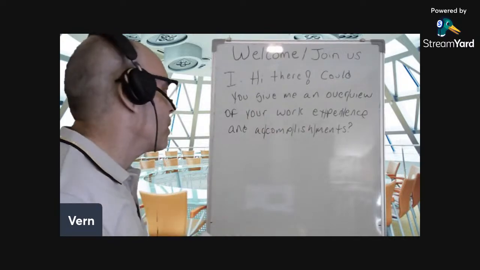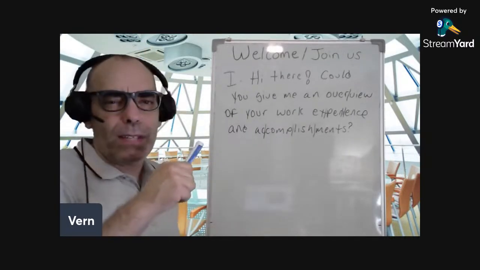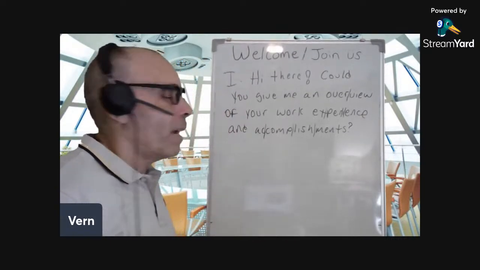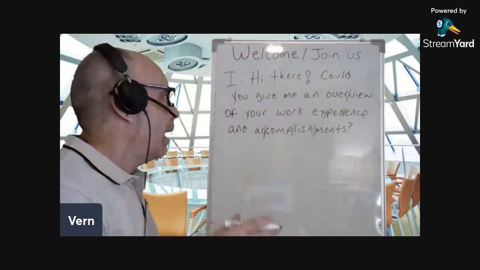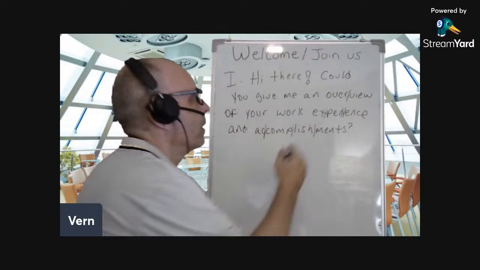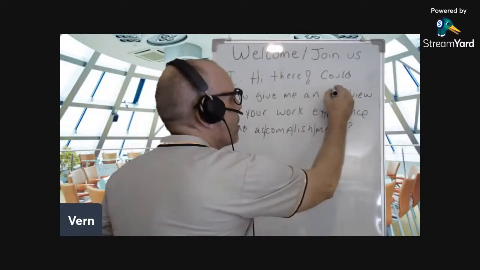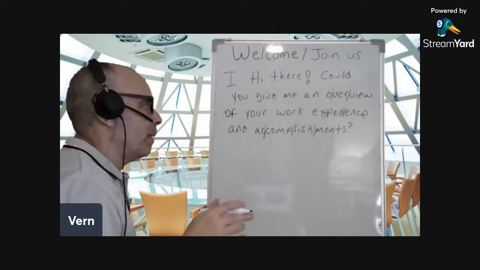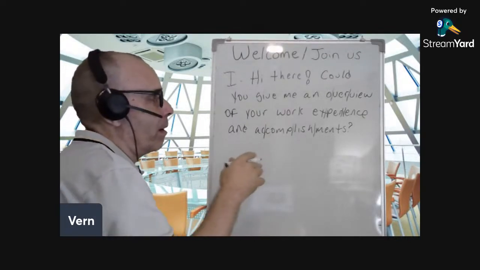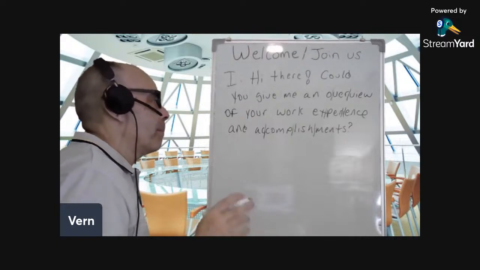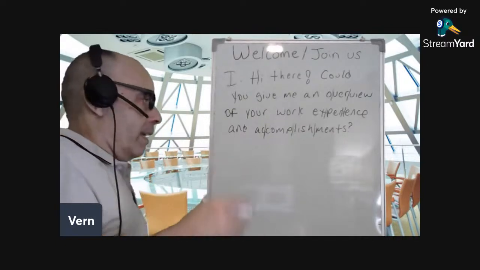Okay, this is super essential. If your English doesn't sound like the group over here, then this is probably what you're missing. You haven't practiced syllables, and you have to practice them slowly. Hi there. Could you give me an overview? Okay, I missed a syllable. Overview of your work experience. Push in with the R. Experience and accomplishments.